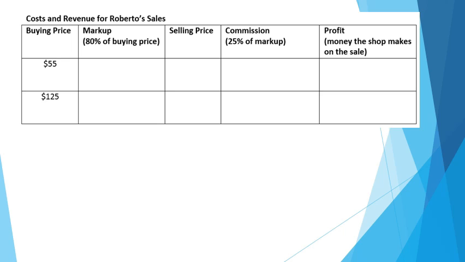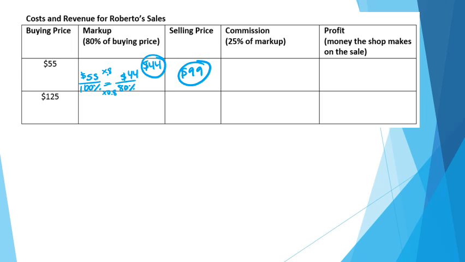So if my buying price is now $55, I need to find my markup. So $55 represents 100% of the buying price. So I want to find 80% of the buying price. So I'm going to multiply by 8/10 or 80/100, and I'm going to get $44 as my markup. My selling price is going to be my markup plus my buying price. So 44 plus 55 gives me $99.